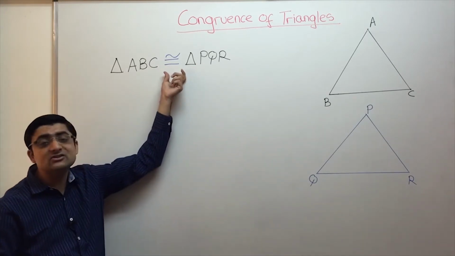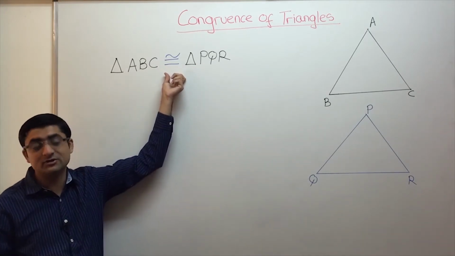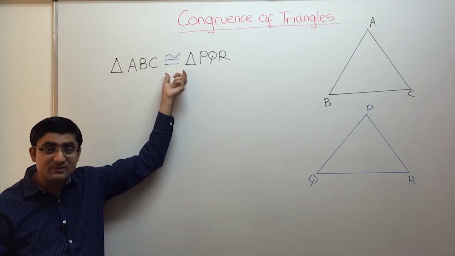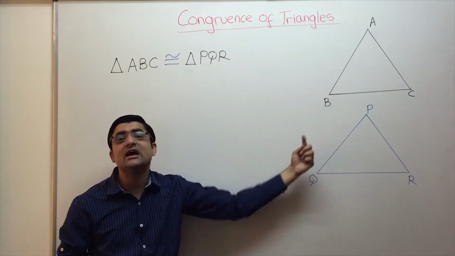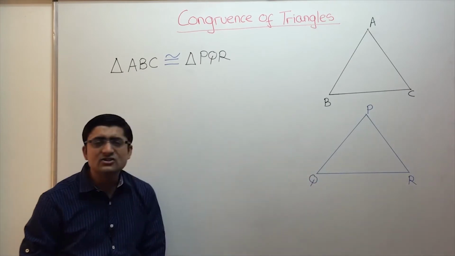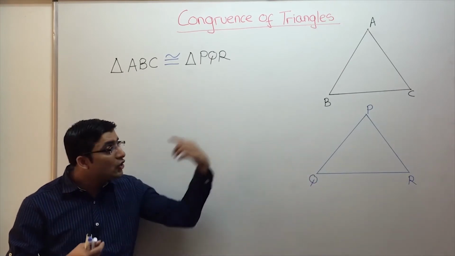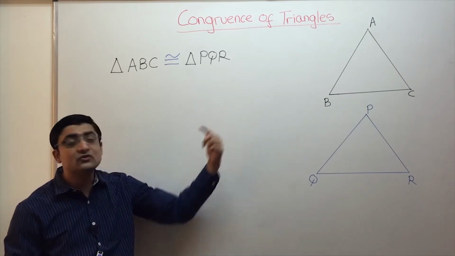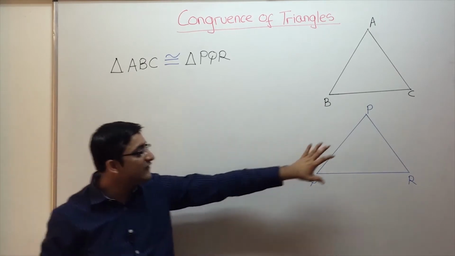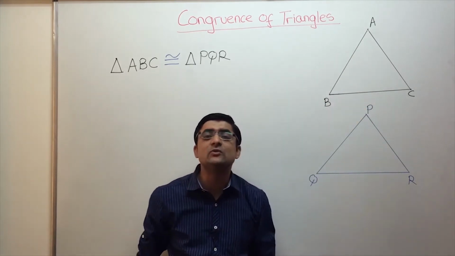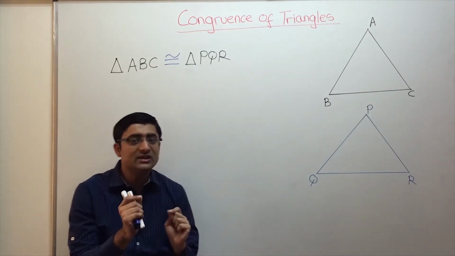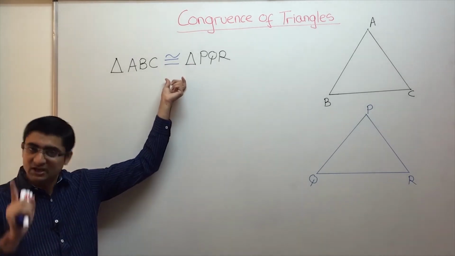Now the way you write this congruent statement is very, very important, because from this congruent statement, we can get the corresponding vertices, corresponding angles and corresponding sides. That is, if I ask you which two angles are equal, or which two sides are equal, or which two vertices match, that is, if I cut out this triangle and place it on this triangle, which two vertices will come on top of each other? All those things we can get from this statement. How do we get it?